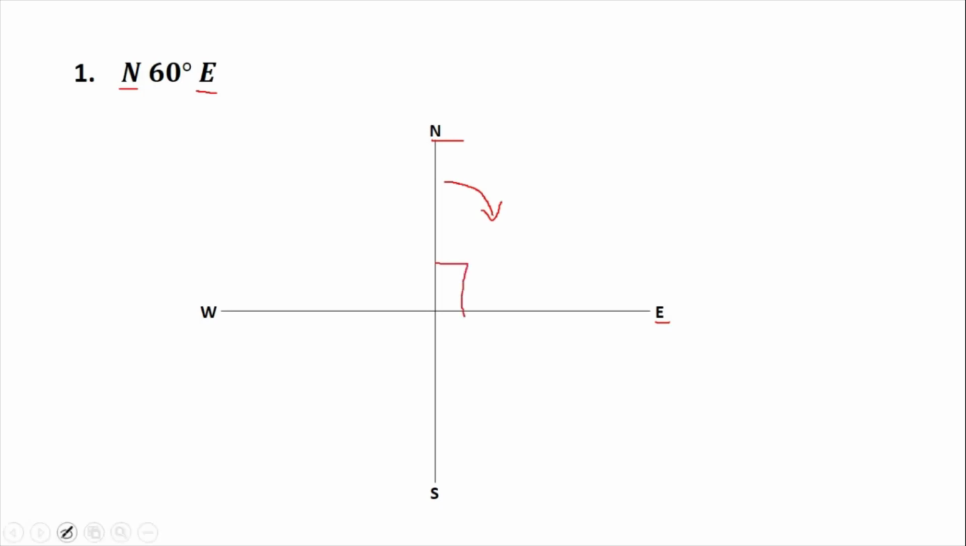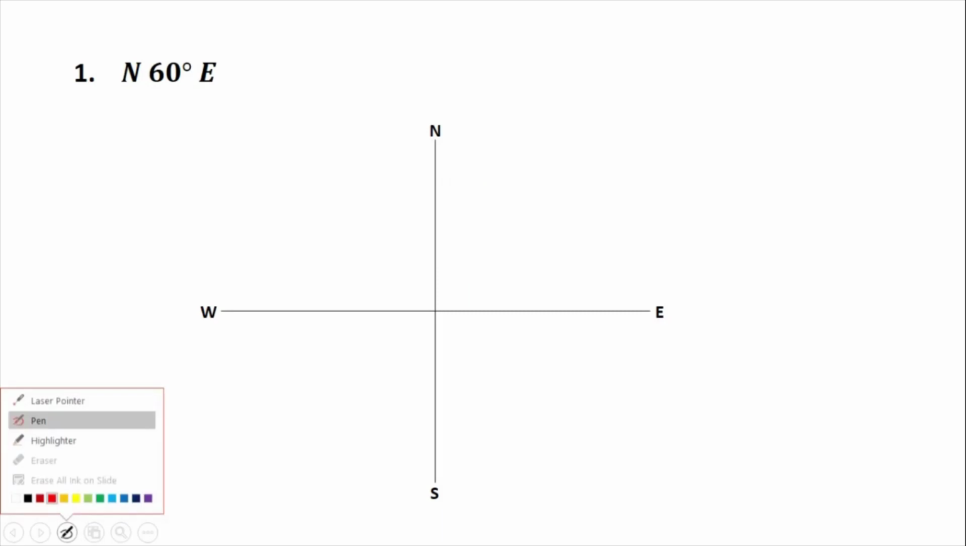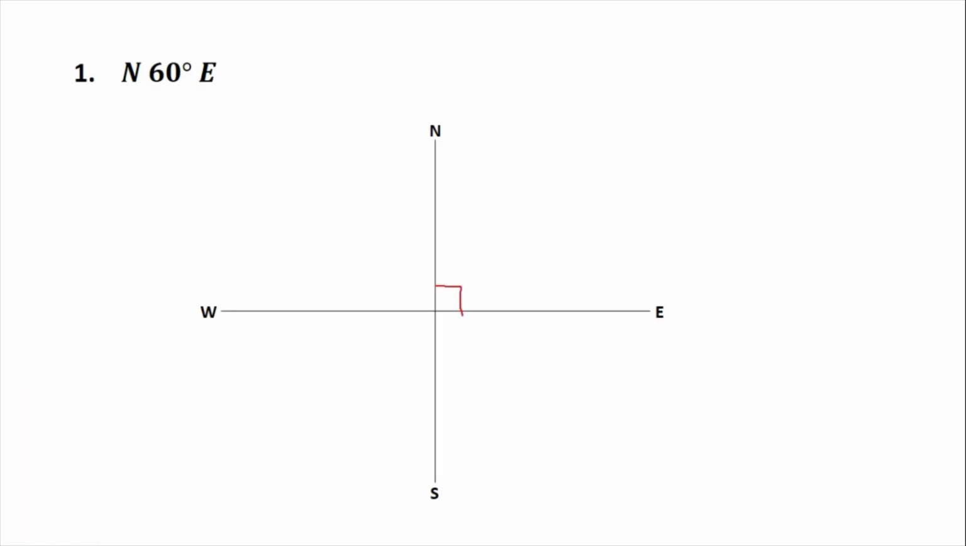So the total angle between the north and the east is 90 degrees, and we are supposed to turn 60 degrees. Total angle between north and east is 90 degrees. Total angle between south and east is 90 degrees. Total angle between south and west is 90 degrees. And total angle between north and west is also 90 degrees. Okay, so if you are clear on that, let's move on.